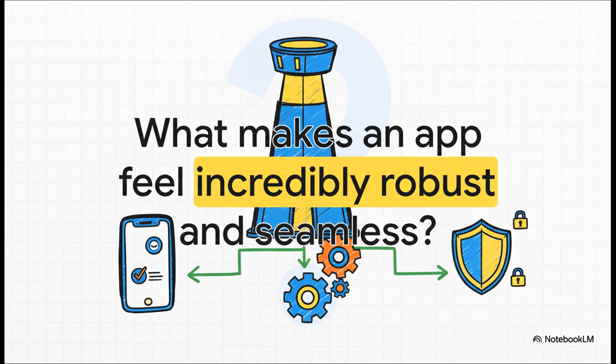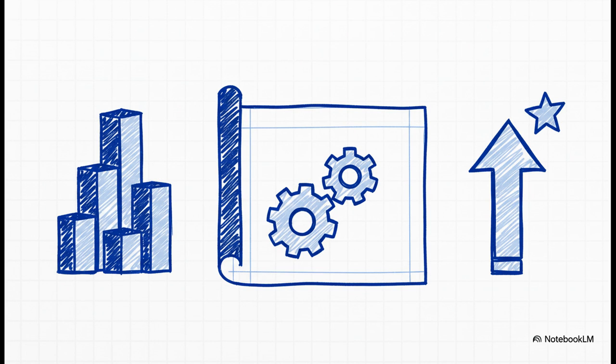You know that feeling, right? You open an app, you tap, you scroll, and everything just works. It feels like magic. But what's the secret sauce? What's the real difference between an app that feels super solid and one that feels, I don't know, kind of flimsy? Well, the secret isn't just about writing a bunch of clever code.